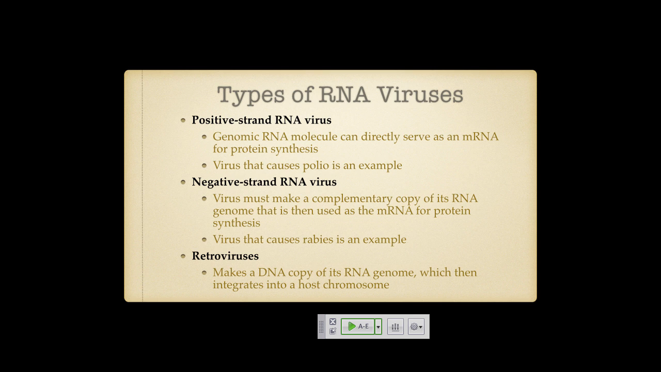How do I do this? All right, so there's an example there. Polio is a positive strand, rabies is a negative strand. Here's the important point. First of all, the genome is a single-stranded RNA molecule. Okay, so the virus is going to infect the cell. This is into an animal cell.